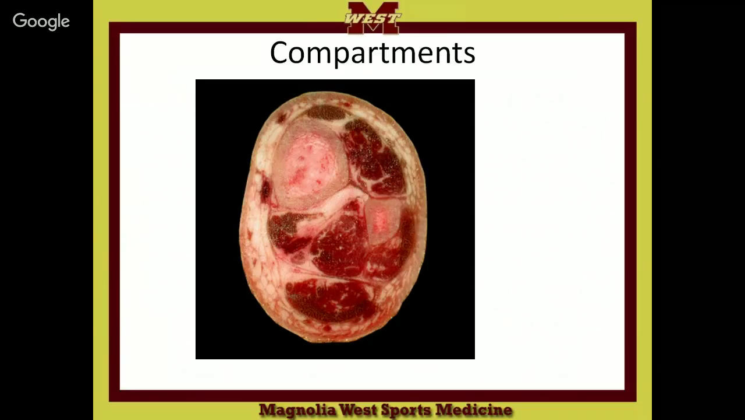So the one at the top there, what compartment is that we just talked about? If it's at the top and we're looking down at a cross section of the leg, exactly, it would be anterior. The lateral would be here over on the right, and then the two posterior ones are in the back on the bottom.